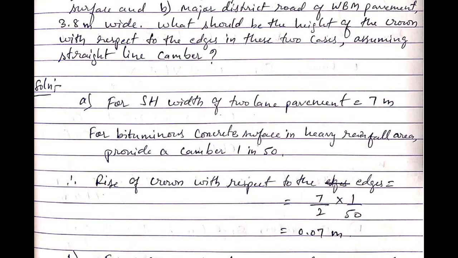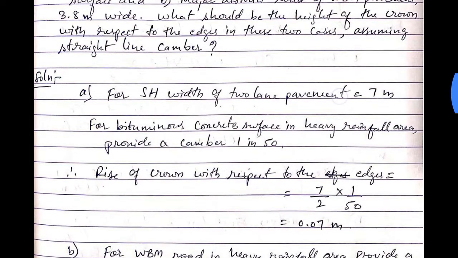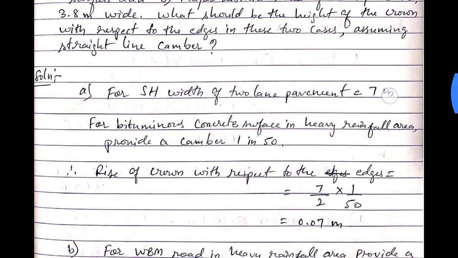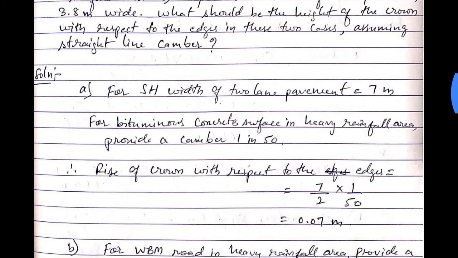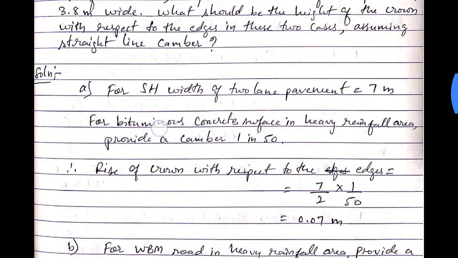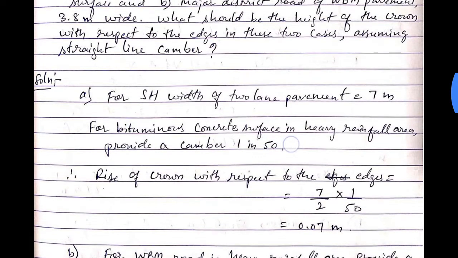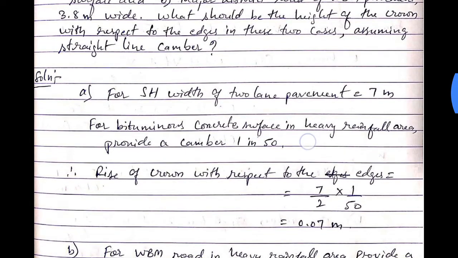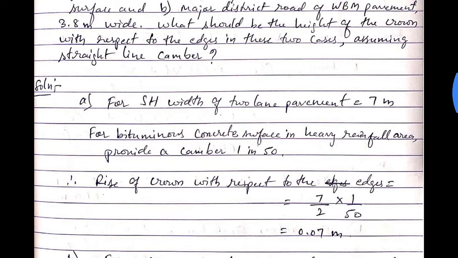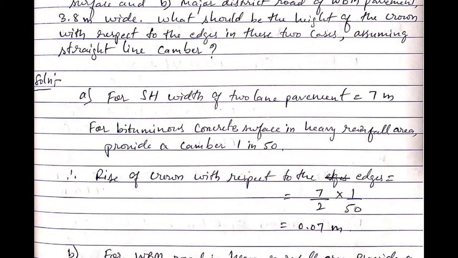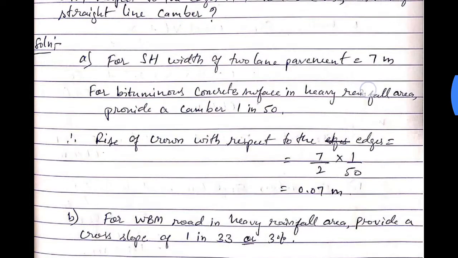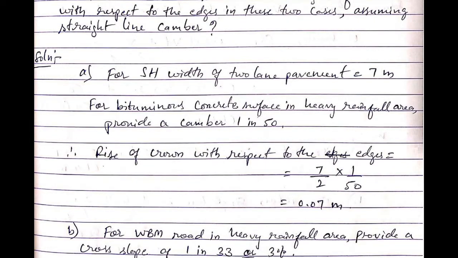So for the first case, for state highway, the width of two-lane pavement is 7 meters. This is the standard value. And for bituminous concrete surfacing in heavy rainfall area, we provide a camber of 1 in 50. This is also as per standards. We had already discussed these standards during our theory classes on this topic. Now, we need to find out the rise of the crown.